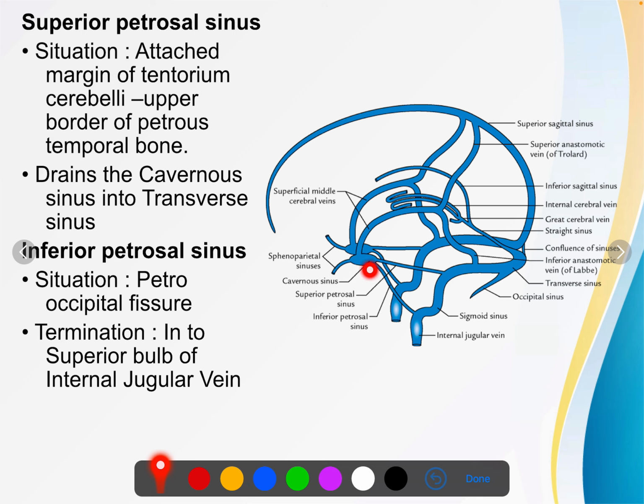The next one, superior petrosal sinus that is situated on the attached margin of the tentorium cerebelli, that is on the upper border of the petrous part of the temporal bone, that drains the cavernous sinus into the transverse sinus. The next one, that is the inferior petrosal sinus that is situated on the petrotympanic fissure that terminates into the superior bulb of the internal jugular vein.